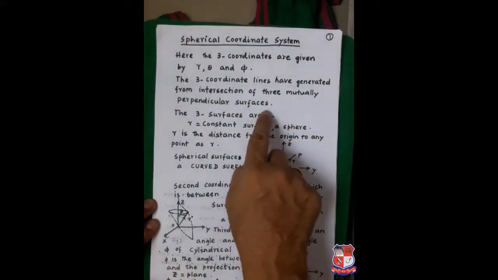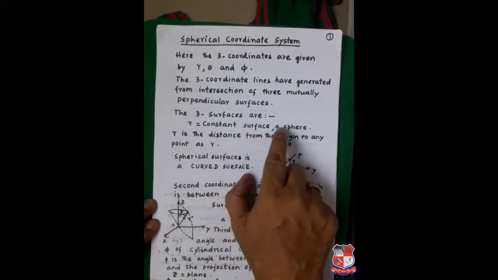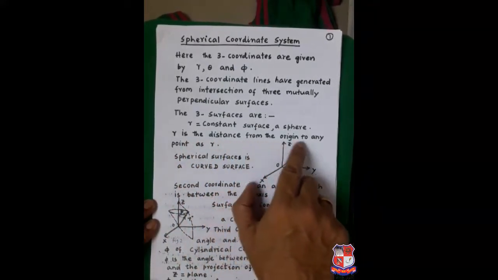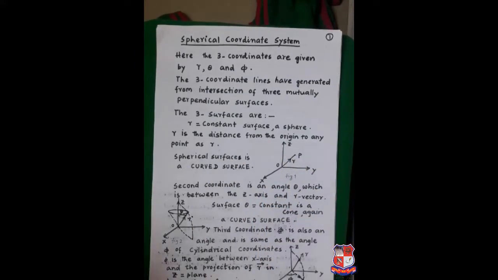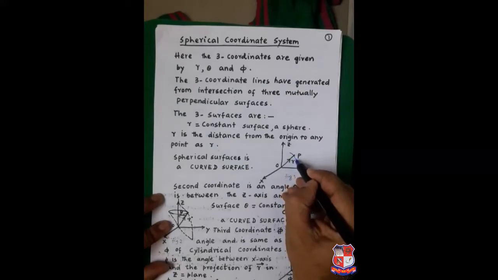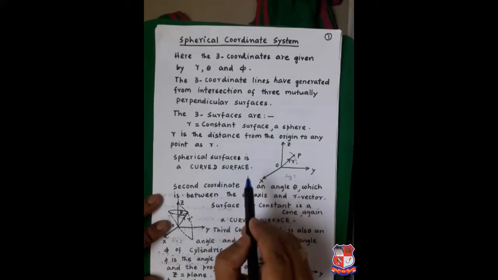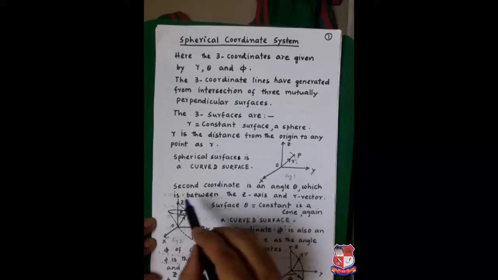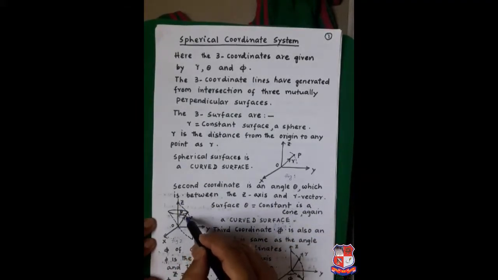So now we'll see what the 3 mutually perpendicular surfaces are. One surface is r equal to constant, which is a sphere. What is r? r is the distance from the origin to any point. As you see, you can draw a sphere like this, and this is the radius of the sphere. The spherical surface is a curved surface. The second coordinate is an angle theta, which is between the z axis and the r vector. Here you can see this is the r vector and this is the z axis, and this is the angle theta.